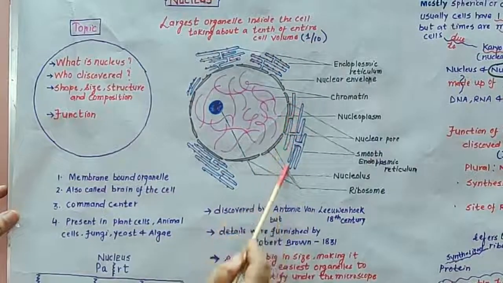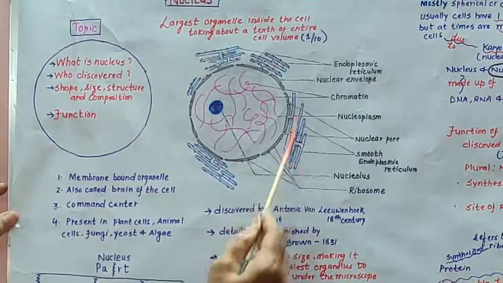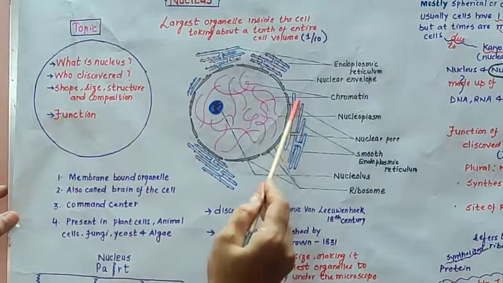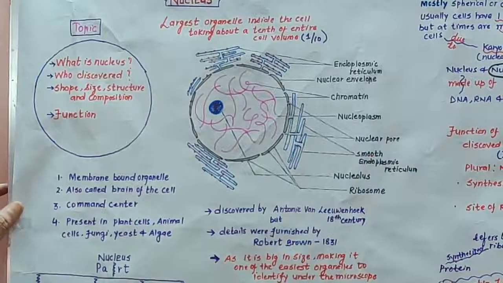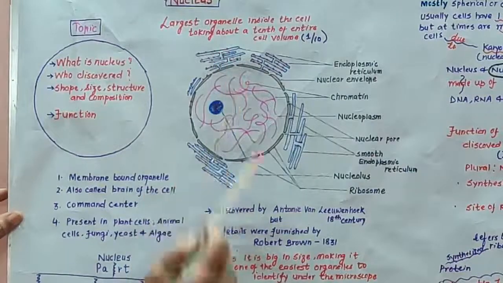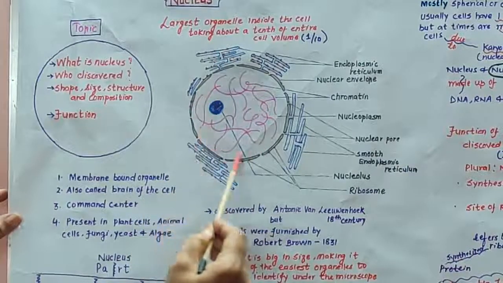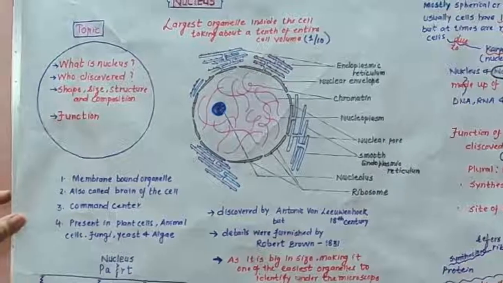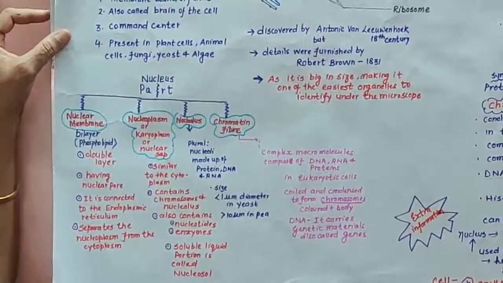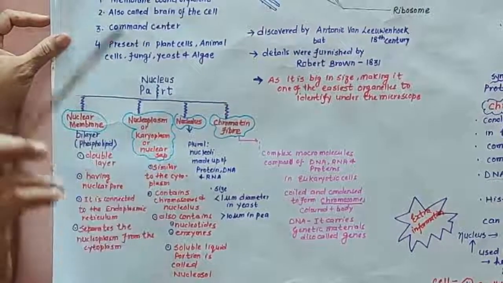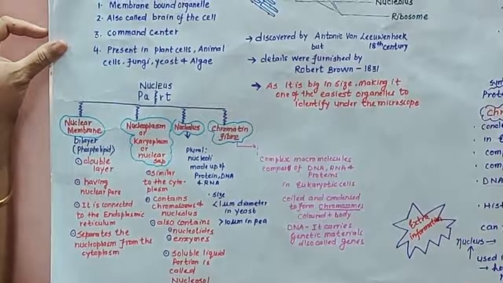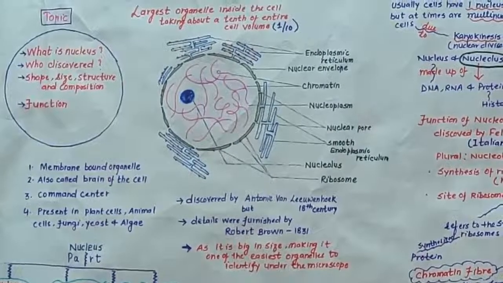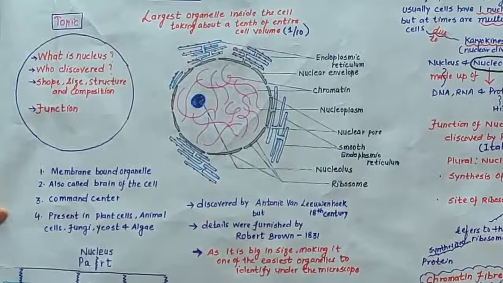Now this endoplasmic reticulum, this part, flattened sac-like structure, you cannot see ribosomes over here. So this is smooth endoplasmic reticulum. Now come to the fluid which is present inside the nucleus. That is called nucleoplasm or karyoplasm or nuclear sap. The fluid which is present inside the cell is called cytoplasm. The fluid which is present inside the nucleus is called nucleoplasm or karyoplasm or nuclear sap.